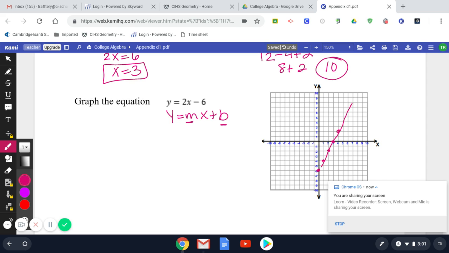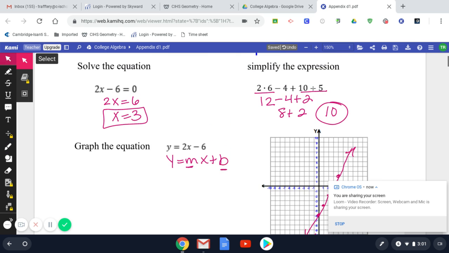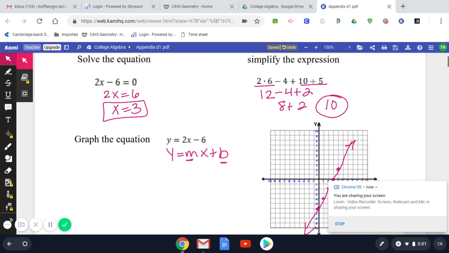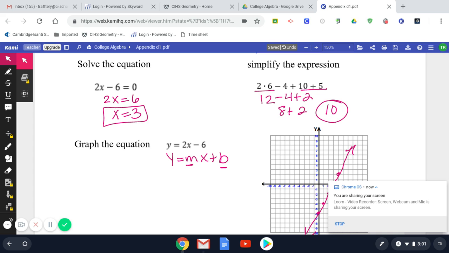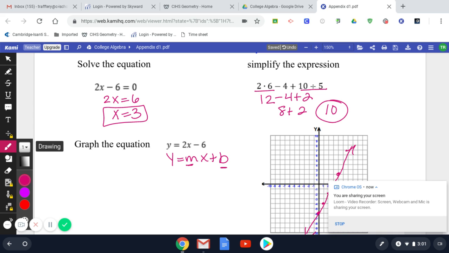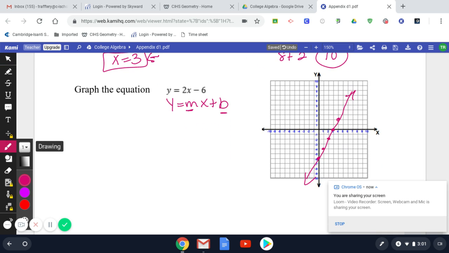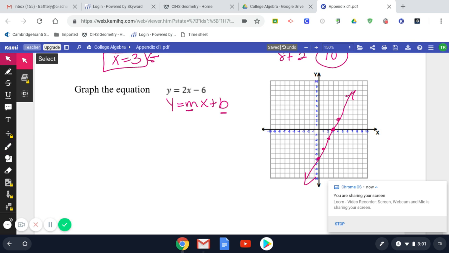This is a quick reminder, just a refresher, of the connection between solving the equation and graphing it. On this one, our answer was x equals 3. If we go to the graph, we can see that right here, see how it crosses at 3. So a linear equation makes a line, and there's just one answer for x.